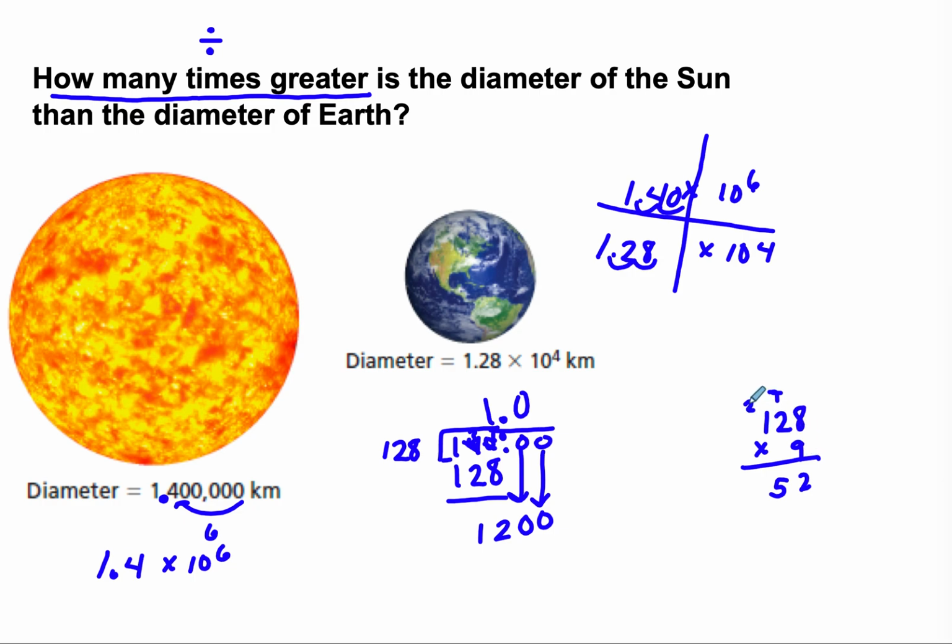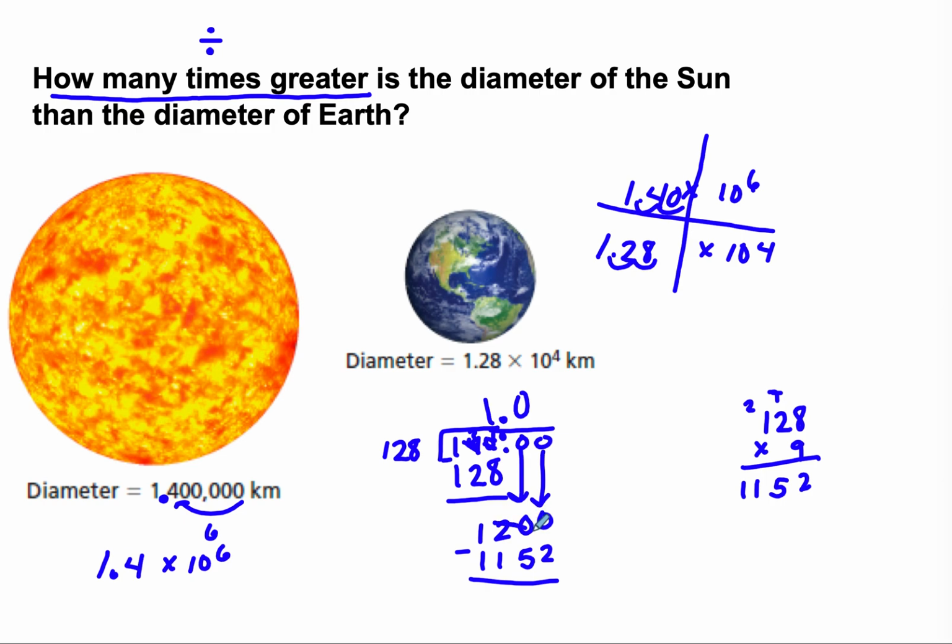9 times 1 is 9, plus 2 is 11. Okay, so I have 1,152. All right. Okay, so I am now going to subtract. 0 minus 2 takes me to the negatives. I don't have anything to borrow here.